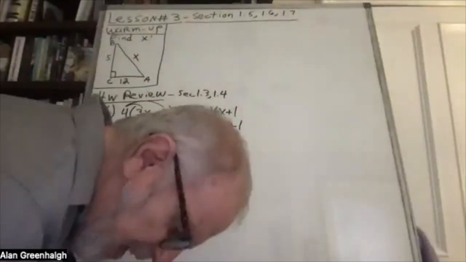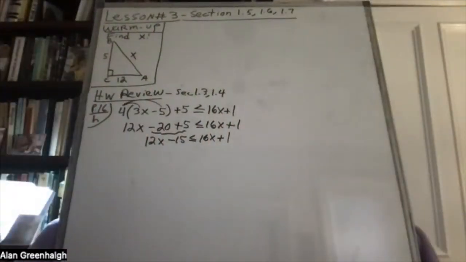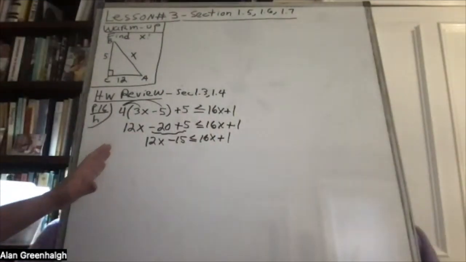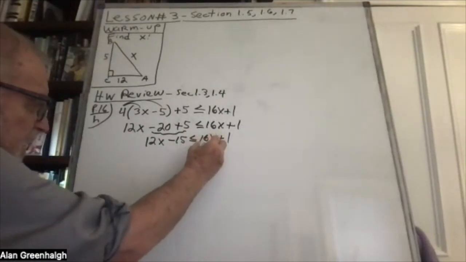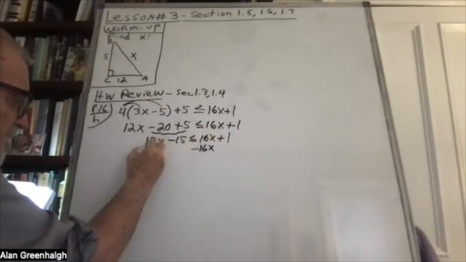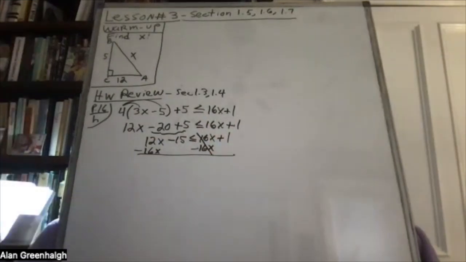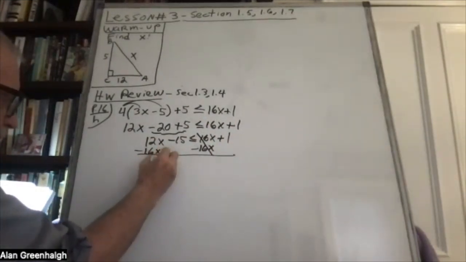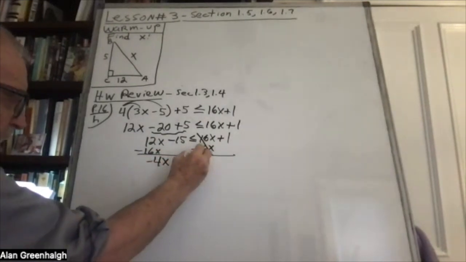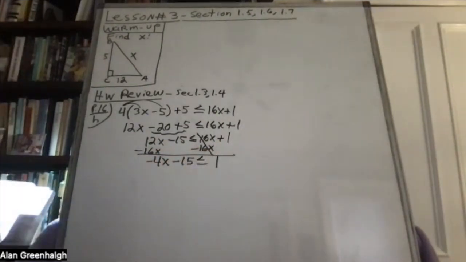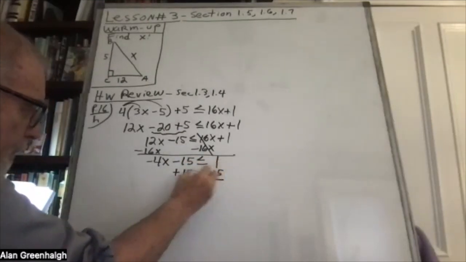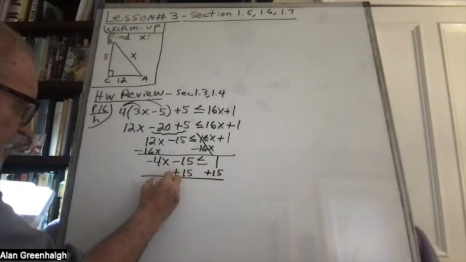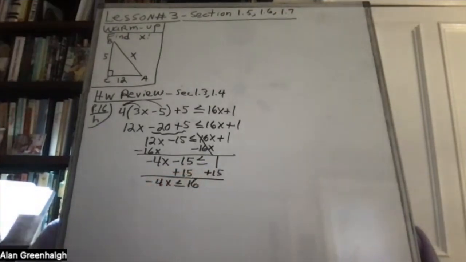Now, as I've said, I am the type of person who likes to bring all the variables to the left and then put the numbers to the right. So negative 16x, negative 16x, that cancels out. You get negative 4x minus 15 less than or equal to 1. This looks like it's going to come out very nice. You can add 15 to both sides. You get negative 4x less than or equal to 16.